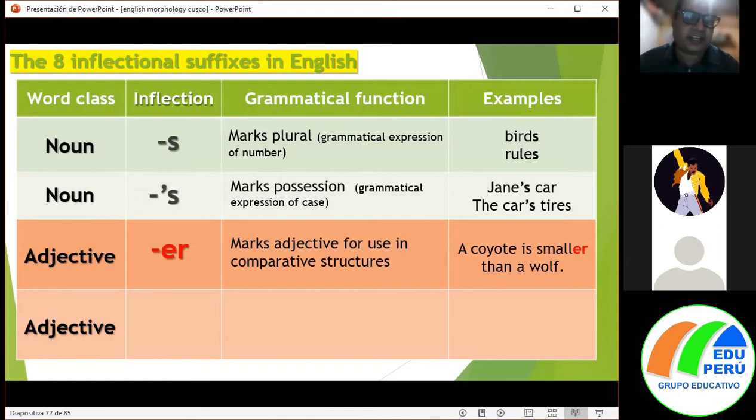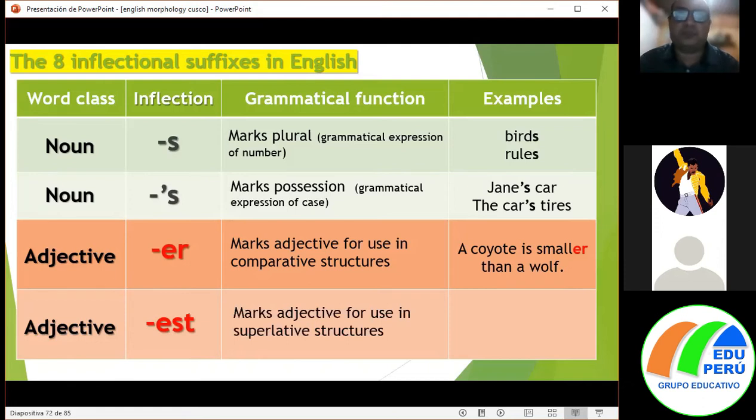Then we have another case that is the EST, as you told me. EST, adjectives again and adverbs, but more principally adjectives. It marks adjectives for use in superlative structures. So again, you are showing comparison, but this time you are comparing one to a group. Notice this is another inflection. You say the sweetest things, sweetest, sweetest things.